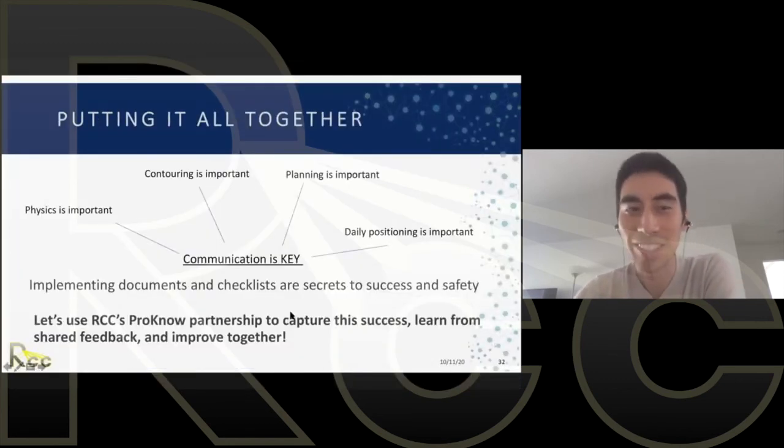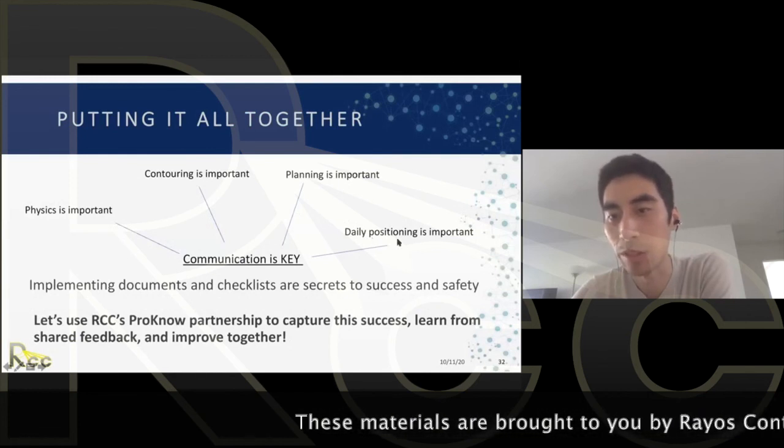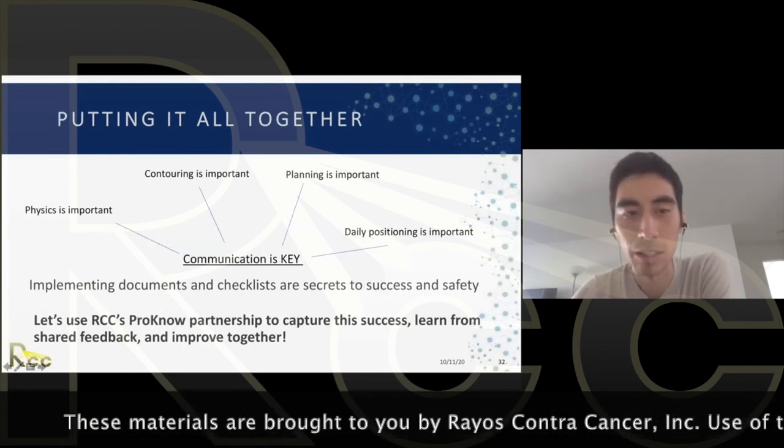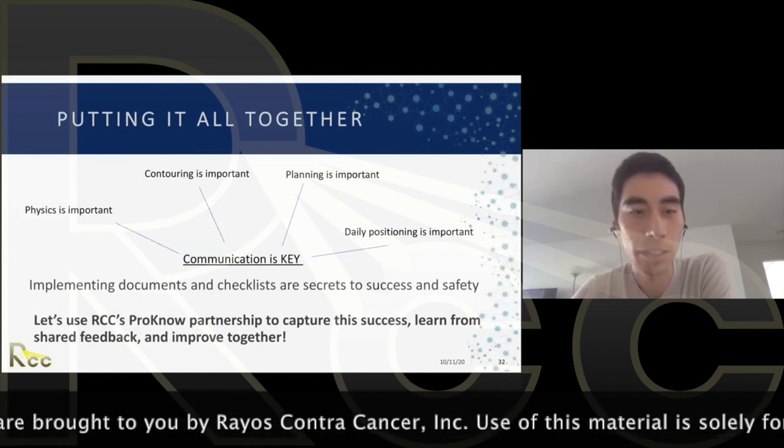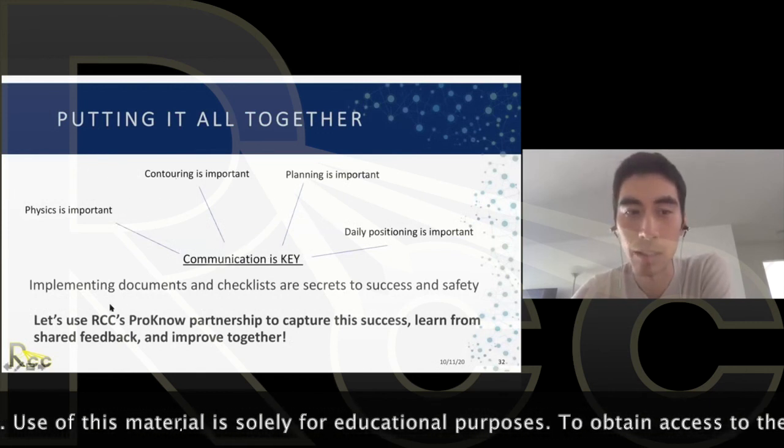So we put this all together. We've already had many lectures on physics. Now we're getting into contouring, and we'll be getting into planning as well in more depth later on, as well as covering the importance of our daily positioning. So it really is a team effort. Communication is vital as we're doing these different steps.